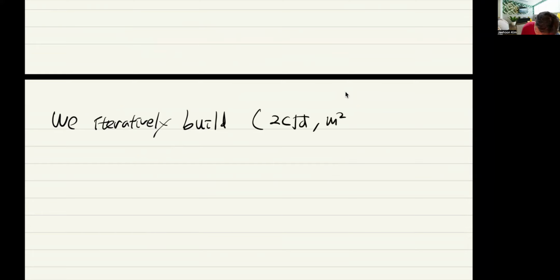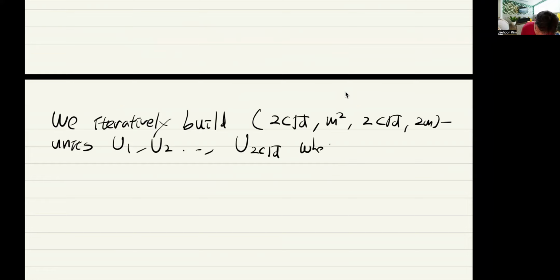So now we build the unit. So iteratively build units, 2 times C square root of D, comma M square, 2 times C square root of D, comma 2M units, U1, U2, up until 2 times C square root of D, in a way that the interiors are pairwise disjoint.